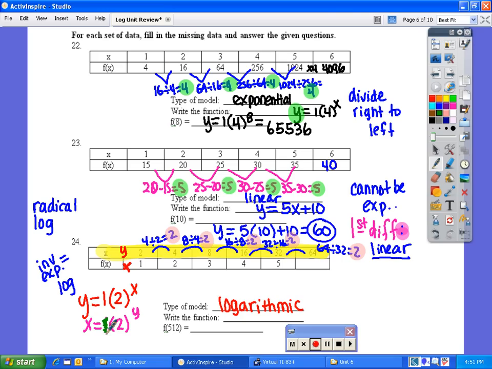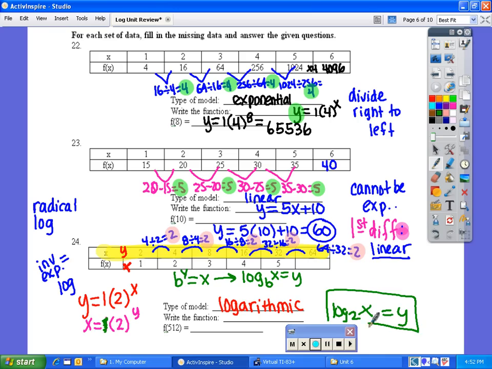And then the last step is to remember your rules of changing things from exponential to log. The b here represents 2. So I'm going to put log 2. The y here is the same y that's there, so that becomes my answer. And the x that's here is the same x that's here, so that goes right after the log. So my equation is y equals log base 2 of x.